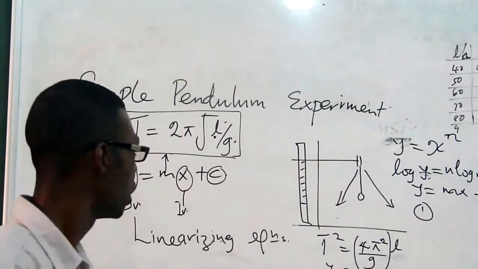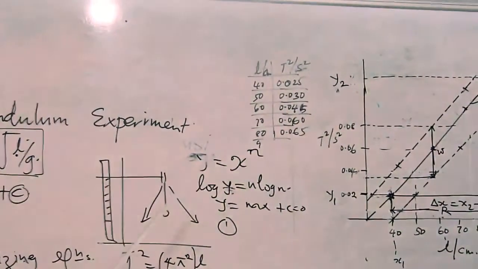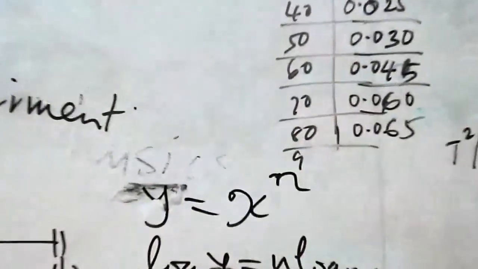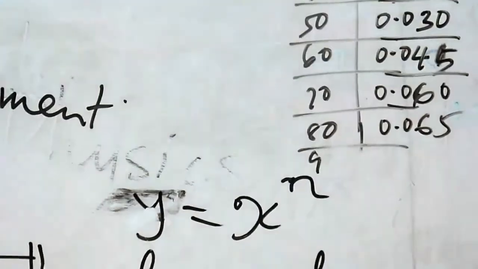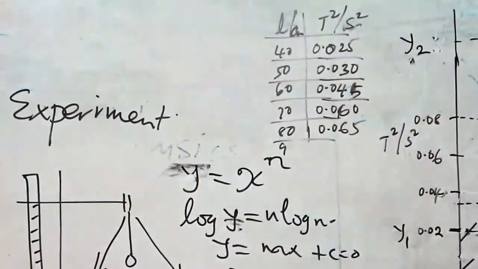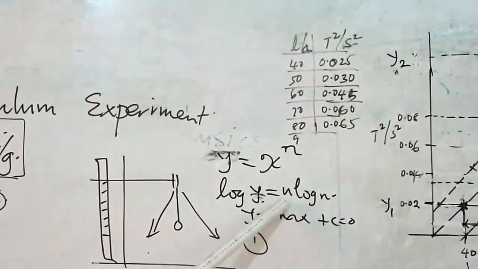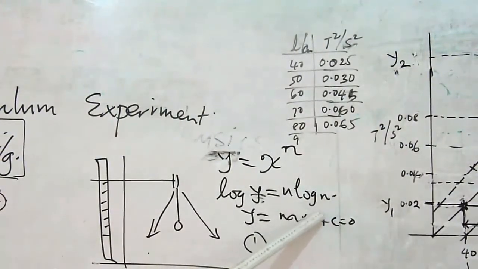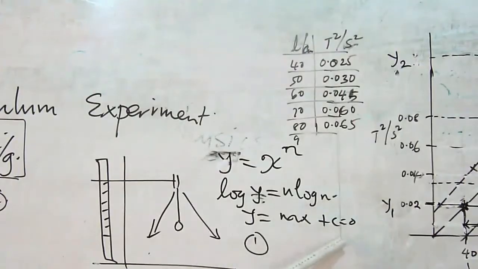So, in some cases, when you have an equation like y equals x raised to n, in order to linearize, you take the log of both sides. When you take the log, you have log y equals n log x, where log y now serves as your y-axis, n equals the slope, and log x is your x-axis. And then you have your intercept. In this case, there is no intercept in this equation, so the intercept is equal to 0.